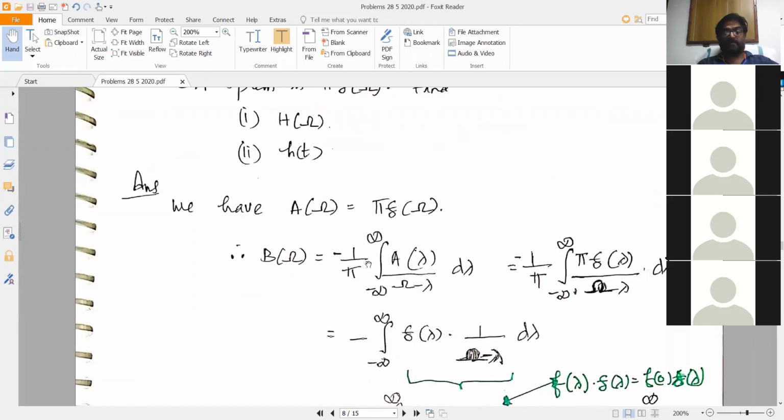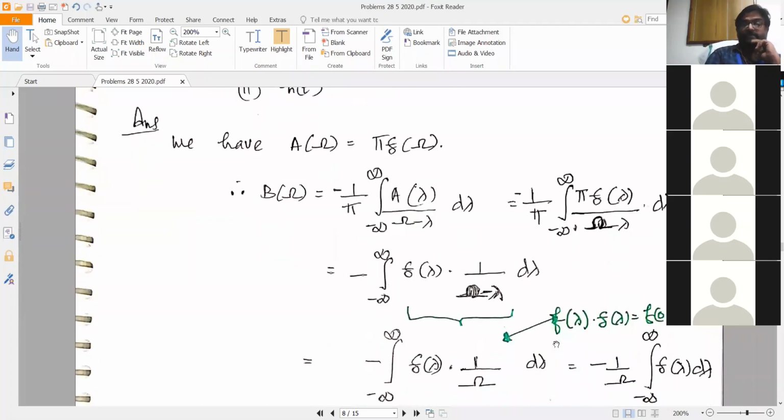Therefore, B of omega is equal to minus 1 by pi, integral minus infinity to plus infinity, A of lambda by omega minus lambda d lambda, which you can write as minus 1 by pi, integral minus infinity to plus infinity, pi delta of lambda by omega minus lambda d lambda. So now I will cancel this pi, and this becomes minus integral minus infinity to plus infinity delta lambda into 1 by omega minus lambda d lambda.